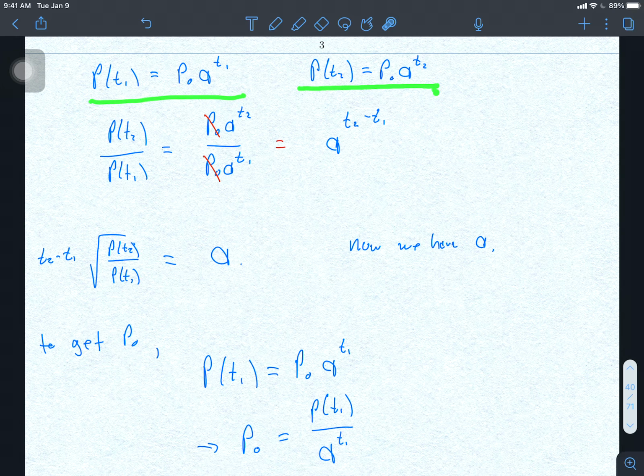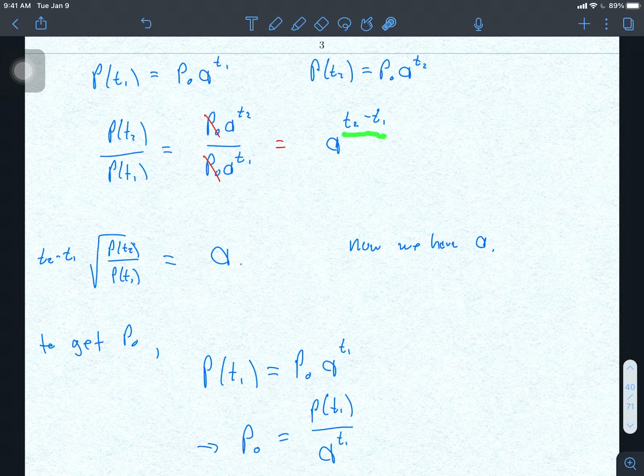So what we want to do is somehow combine these 2 equations in such a way that I eliminate one of the variables. And the method there is to divide the 2 equations. Because if I divide the 2 equations, since both of them have P naught in them, I can cancel the P naught, and I'm left with just A to the T2 over A to the T1, which of course we can rewrite as A to the T2 minus T1.